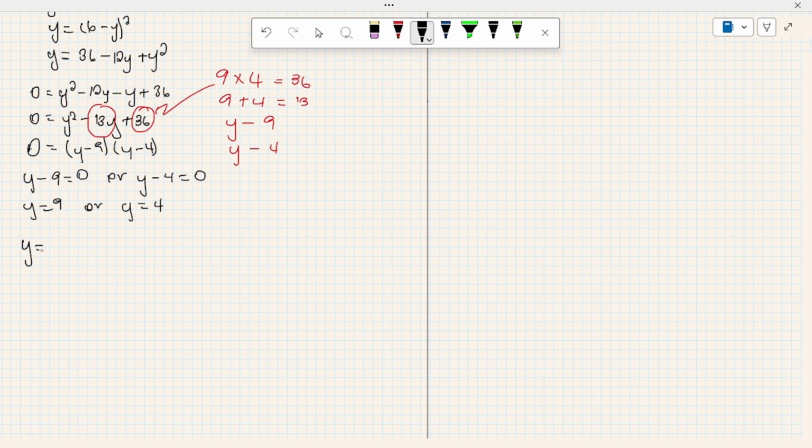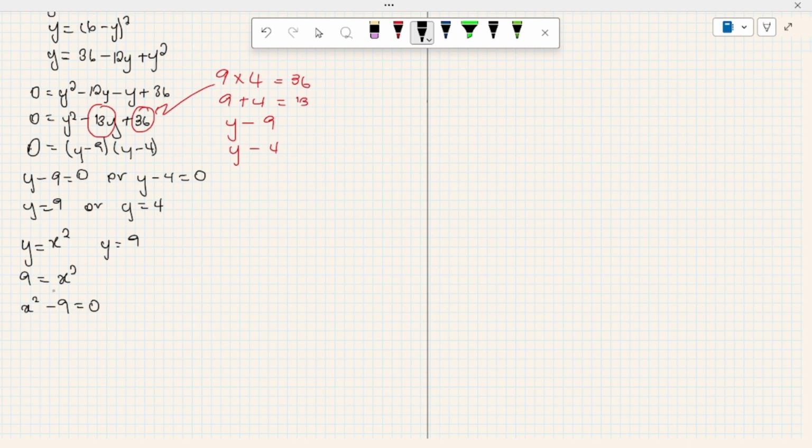So y is equal to x squared. When y is equal to 9, what is the value of x? Where there's y, you substitute. So y is equal to 9, which is equal to x squared, right? So it's gonna be x squared minus 9 is equal to 0, right?